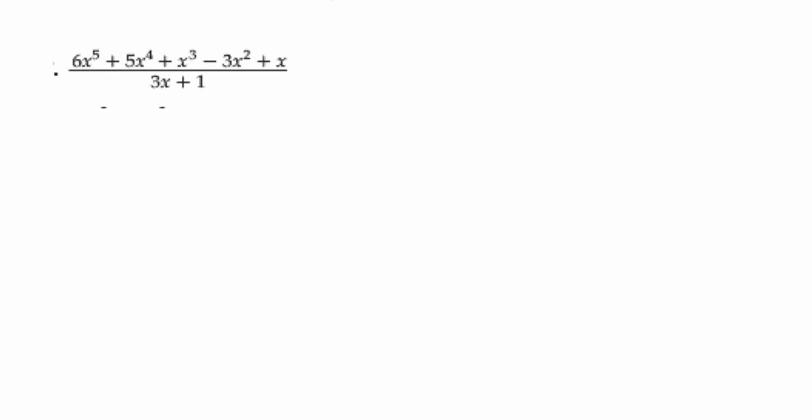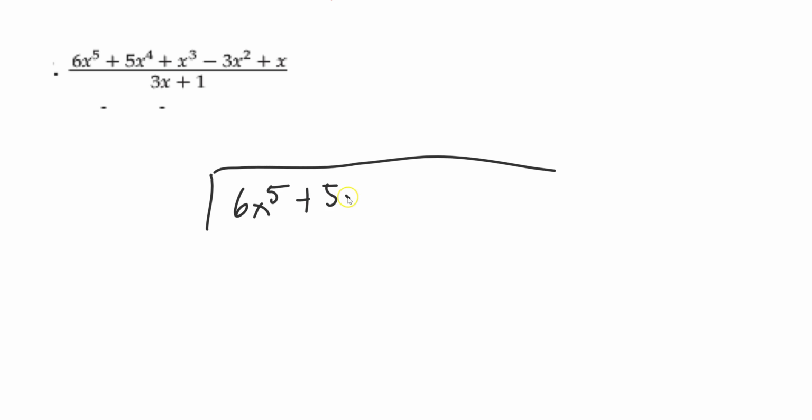Look at this next one. We're going to divide all this by 3x plus 1. Looks like a handful, but it's honestly the exact same idea. We got 6x to the 5th plus 5x to the 4th plus x cubed minus 3x squared plus x.